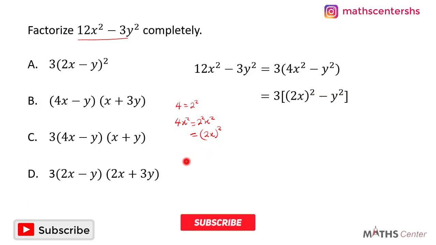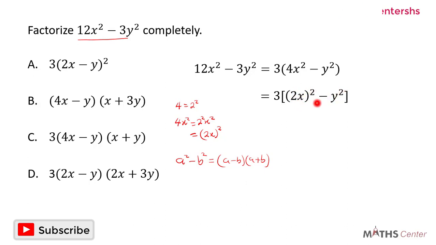When you have an expression in the form a squared minus b squared, it's a difference of two squares, and it can be factorized as a minus b in one bracket, a plus b in another. That is a similar example as what we have in the bracket. We have 2x all squared minus y squared. This is a difference of two squares, so it can also be factorized as 2x minus y in one bracket, then 2x plus y in another bracket.